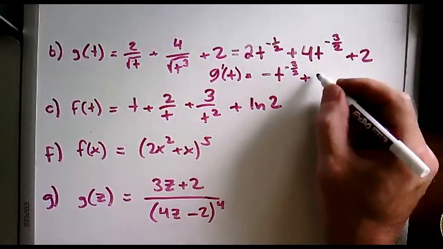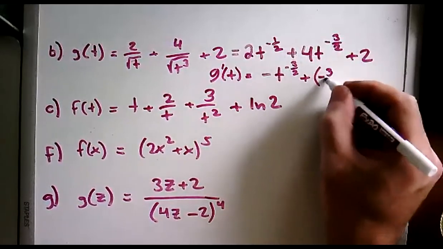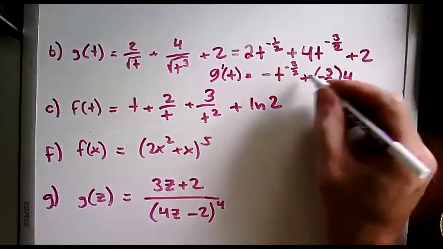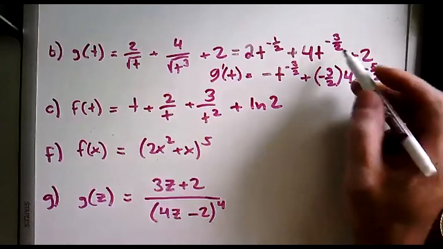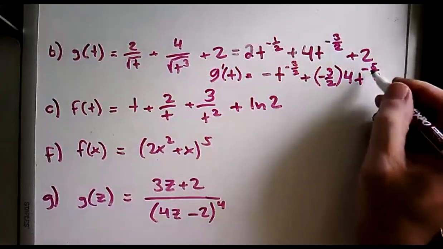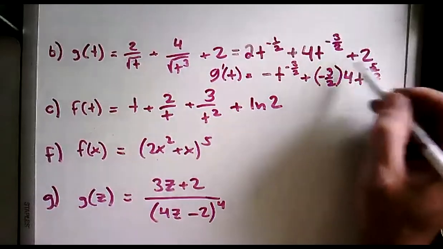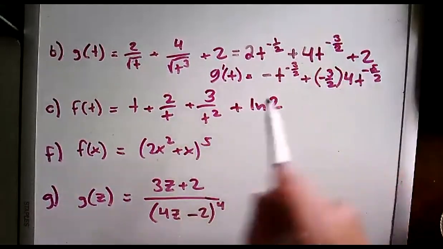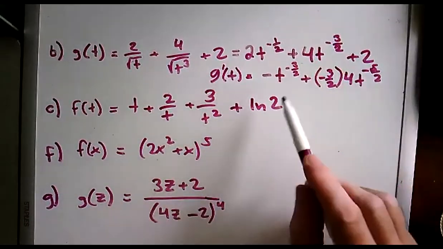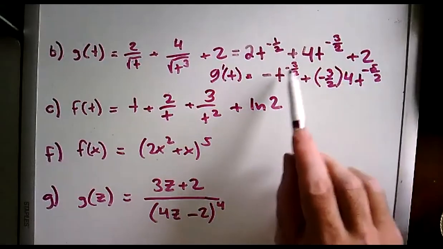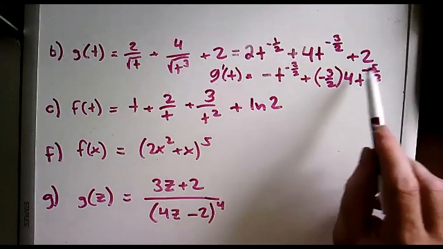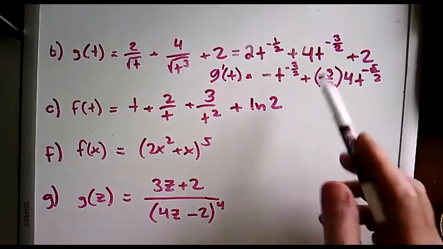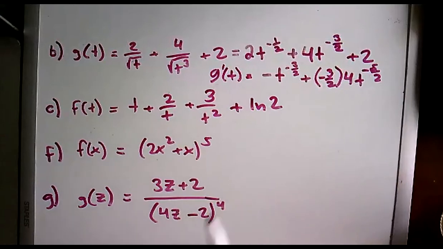I bet I could do that, but why bother? I'll just write it like this. We don't make you simplify. Negative 3/2 times 4t to the negative 5/2, right? That's what happens when we take negative 3/2 and subtract 2 more halves. And finally, the derivative of 2 is 0, and so we're done with the problem, and our answer is g prime of t equals negative t to the negative 3/2 plus negative 3/2 times 4t to the negative 5/2. And again, if you simplified it, that's fine. I'm just trying to move quickly here so we can get to as many problems as we can.